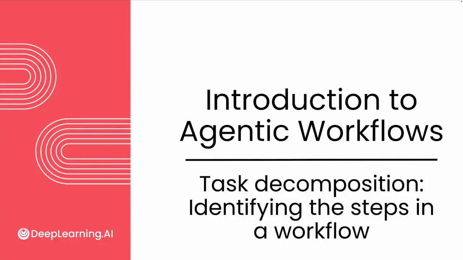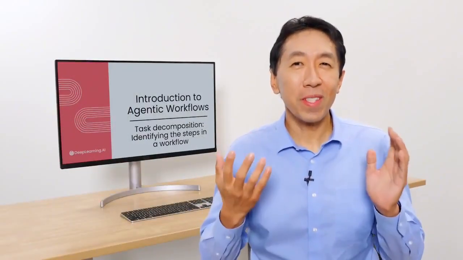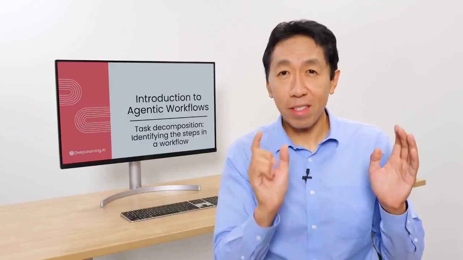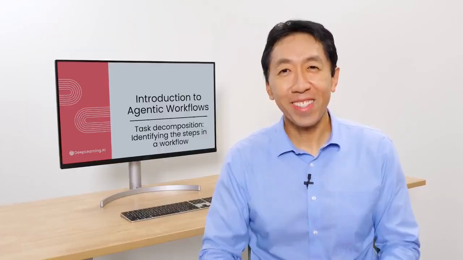People and businesses do a lot of stuff. How do you take this useful stuff that we do and break it down into discrete steps for the agentic workflow to follow? Let's take a look. Take the example of building a research agent.